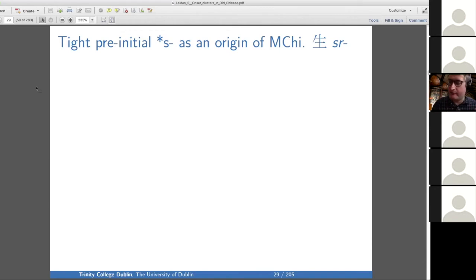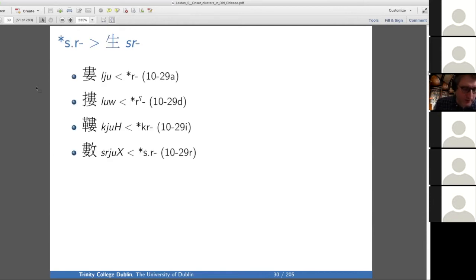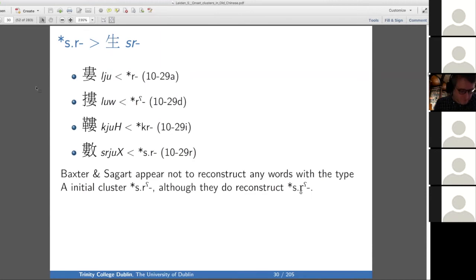So now we will look at S clusters that become SR in Middle Chinese. And it's basically not going to shock you that they're the same kinds of situations where there's a medial R. So in the most simple case, they think SR becomes SR. And here's the evidence for it. We have a kind of R series, and there's an S in it, or there's an SR in it. So maybe take it back to SR.